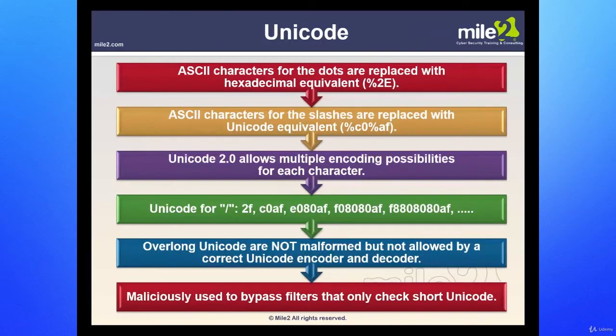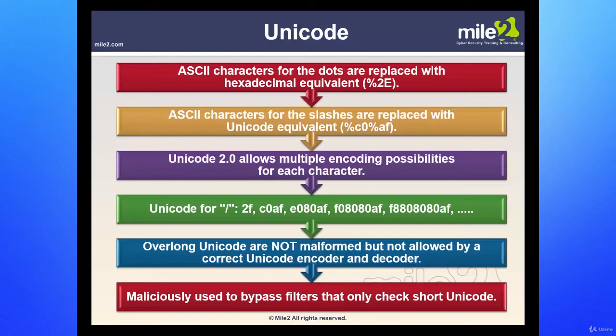Now when it comes down to doing things with Unicode, keep in mind the ASCII characters for the dots are replaced with hexadecimal equivalents. Here, for instance, %2e would be equivalent to that. The ASCII characters for the slashes are replaced with the Unicode equivalent of %C0%AF. Unicode 2.0 now also comes into play, which allows multiple encoding possibilities for each character.